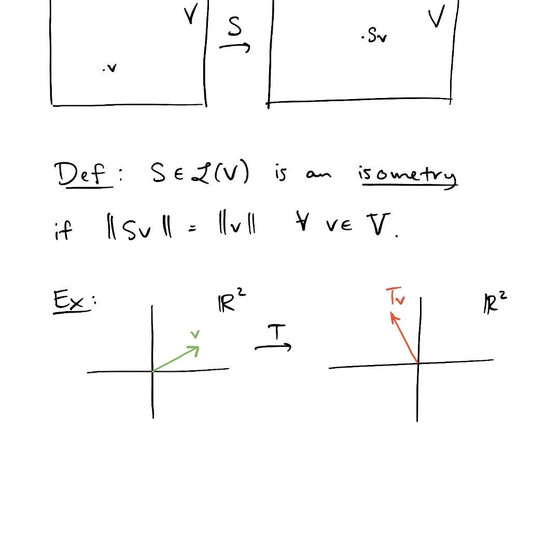Now you can see v and Tv are definitely not the same vector, but they definitely have the same length. After all, we only rotated the green vector. We didn't change its length. And so this example, rotation, is an isometry. This T is an isometry.